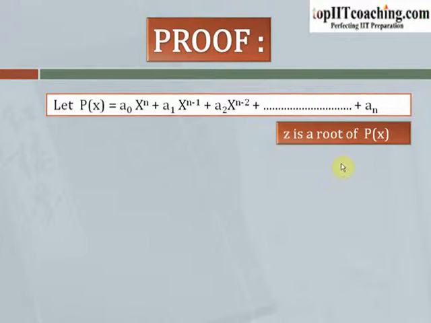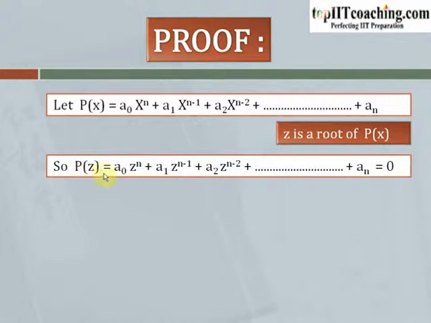Now let us say that z is a root of this polynomial equation. Then P of z should be equal to a0 into z to the power of n plus a1 into z to the power of n minus 1 plus a2 into z to the power of n minus 2 and so on up to an, which should be equal to 0, as z is a root of this polynomial equation.